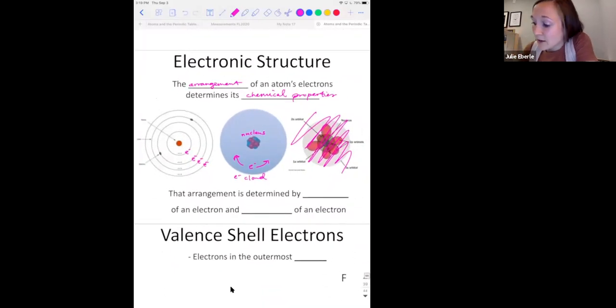Okay, so the arrangement of an atom's electrons determines its chemistry. And what determines how electrons are arranged? Is it random? Is it organized? It's very organized. It's very ordered. That arrangement is determined by the location of the electron within the atom and the energy of an electron. So what we just said implicitly is that different electrons have different amounts of energy based on their location.